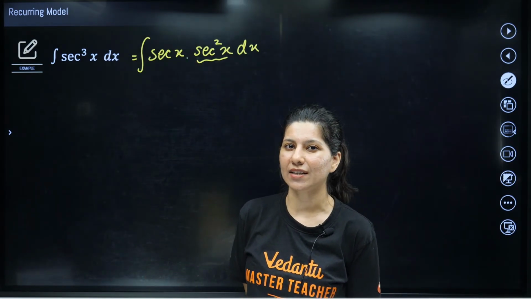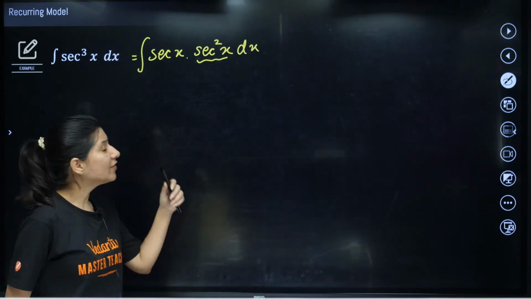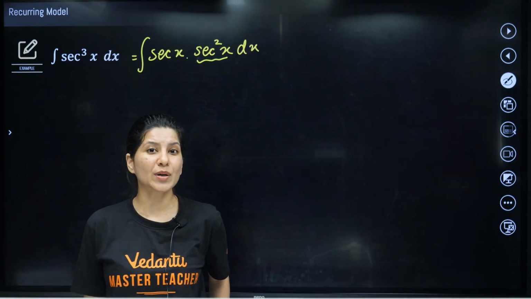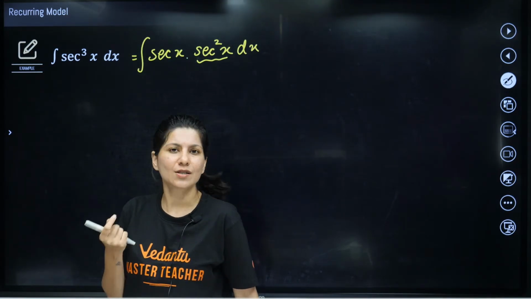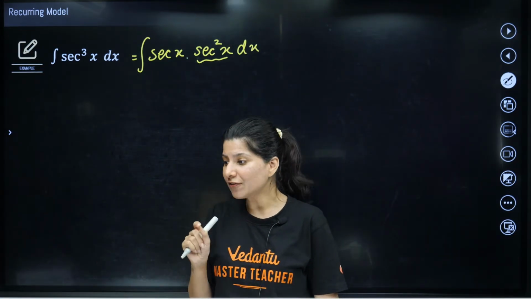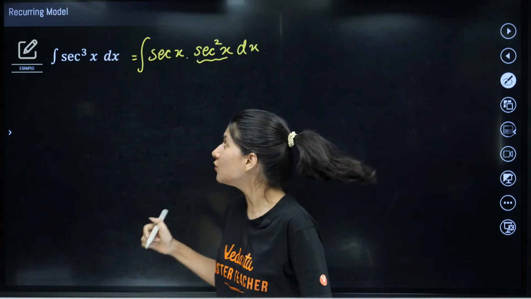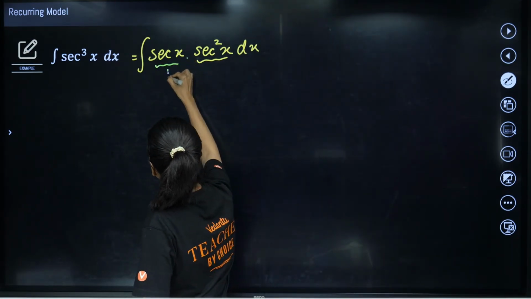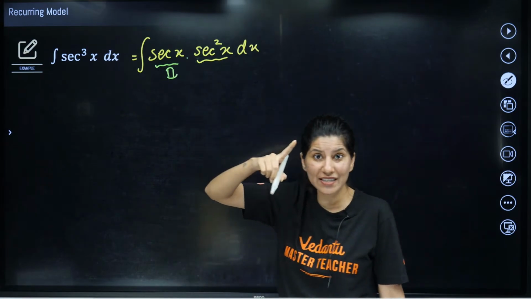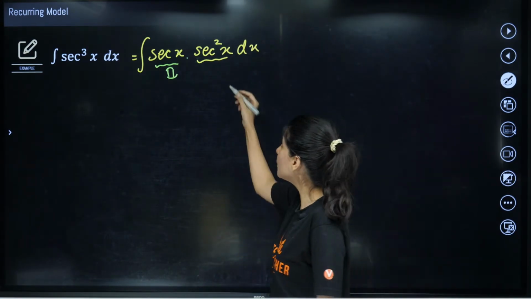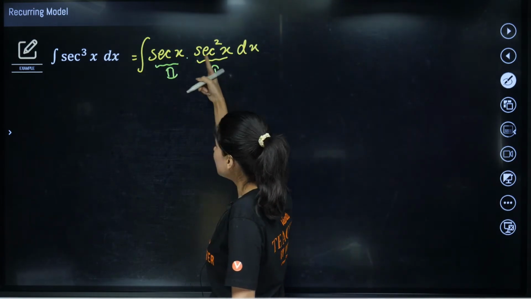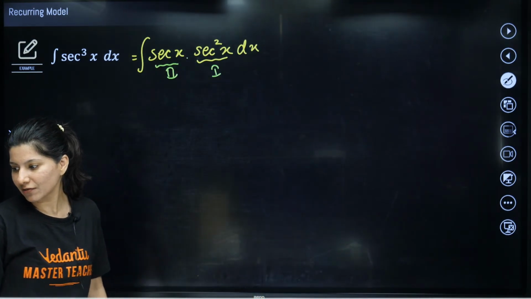Now tell me one thing. Which one will you prefer as first function and which one will you prefer as second function? So obviously, there is one simple logic. That function whose integration is known to you, that will be your second function. We know the integration of sec x, by the way, right? Integration of sec x is known to you. So that's why this will be first and this will be your second function.